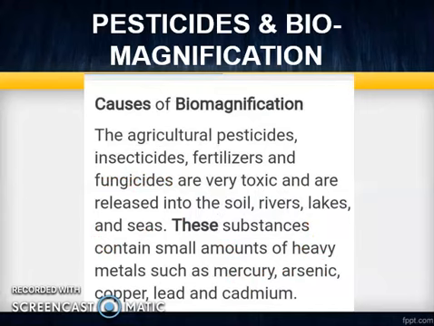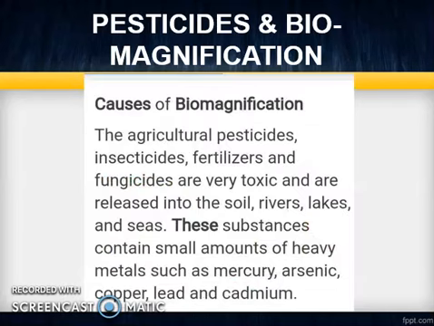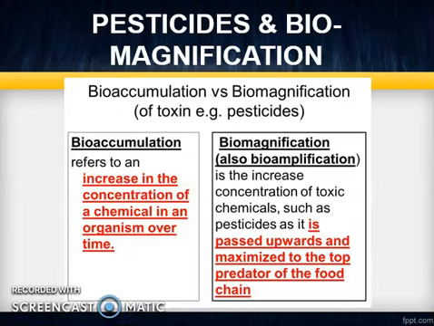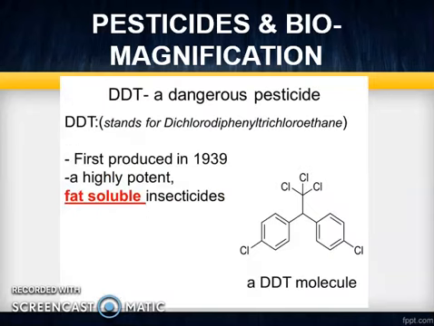And now, what are the factors that can cause this problem? The agricultural pesticides, insecticide, fertilizer, and fungicides. These are examples of chemical compounds or pollutant agents which are very toxic and can cause this problem. They are released into the soil, rivers, lakes, and sea. These substances contain small amounts of heavy metals, such as mercury, arsenic, copper, lead, and cadmium.